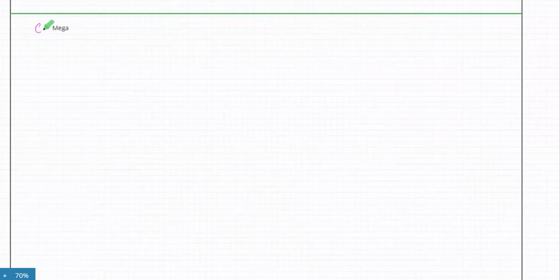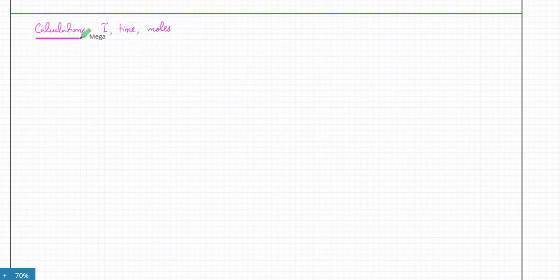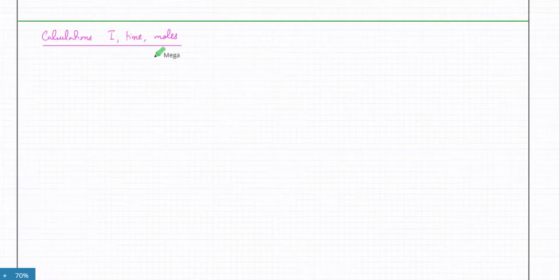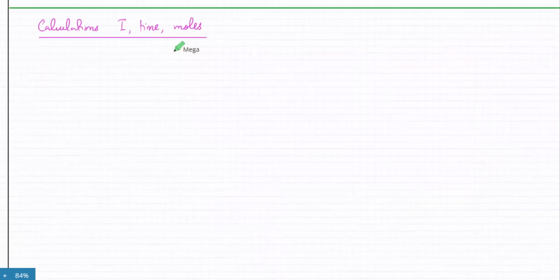calculations. It's calculations related to current, related to time, and related to moles. So you're going to get questions related to calculations. And there would be a couple of formulas that you're already familiar with. Nothing new. Some physics formula like Q is equal to IT.